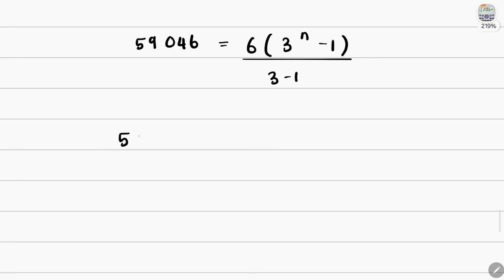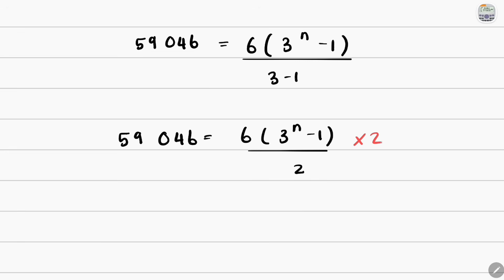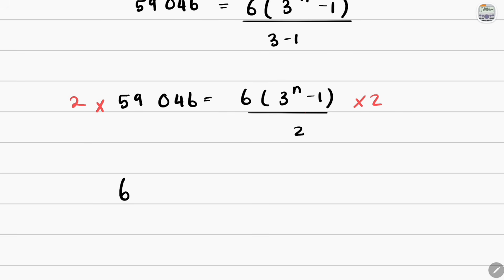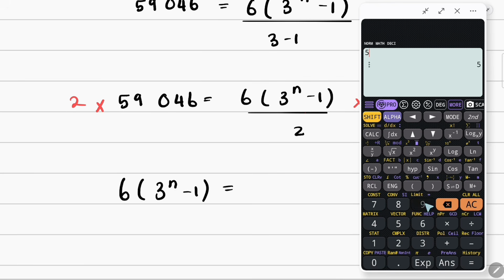So we just have everything else. 59,046 is equal to 6 multiplied by 3 to the power of n minus 1, and then over 2. Then we can just multiply both hand sides by 2 to remove that 2 in the denominator. So on this side, we'll have 6 multiplied by 3 to the power of n minus 1 is equal to, and what is 59,046 times 2?